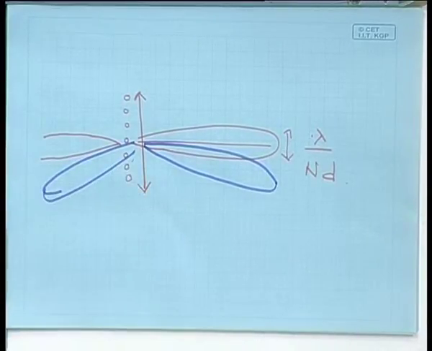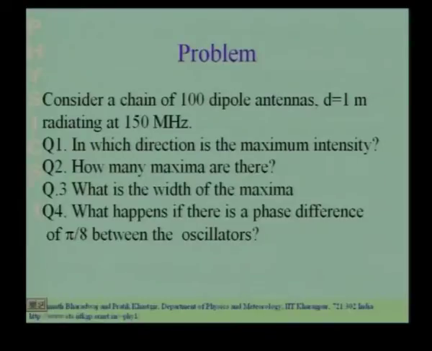So, by introducing different phases, you can shift the direction in which the maximas occur. Let me just recapitulate for you the implications of what we have just discussed. We have an array of n dipoles, each at a spacing d.